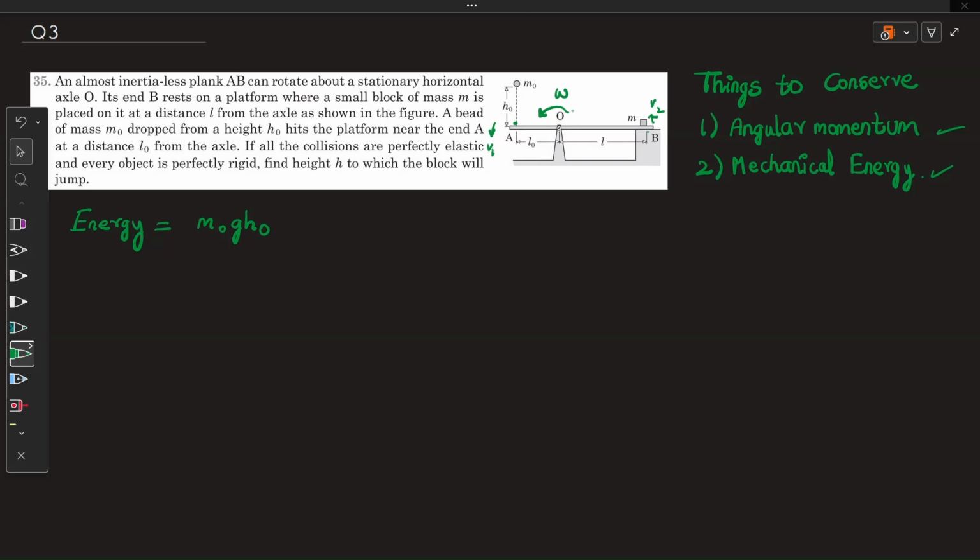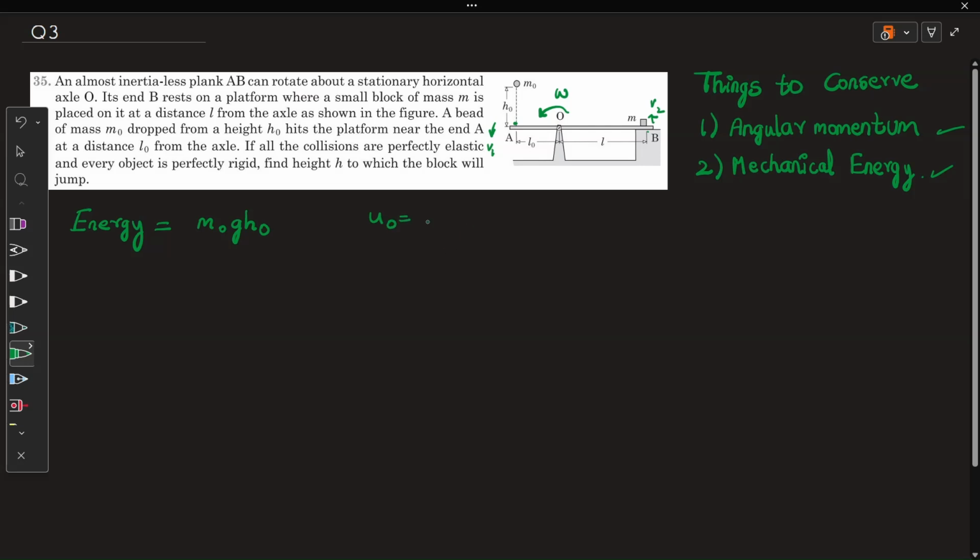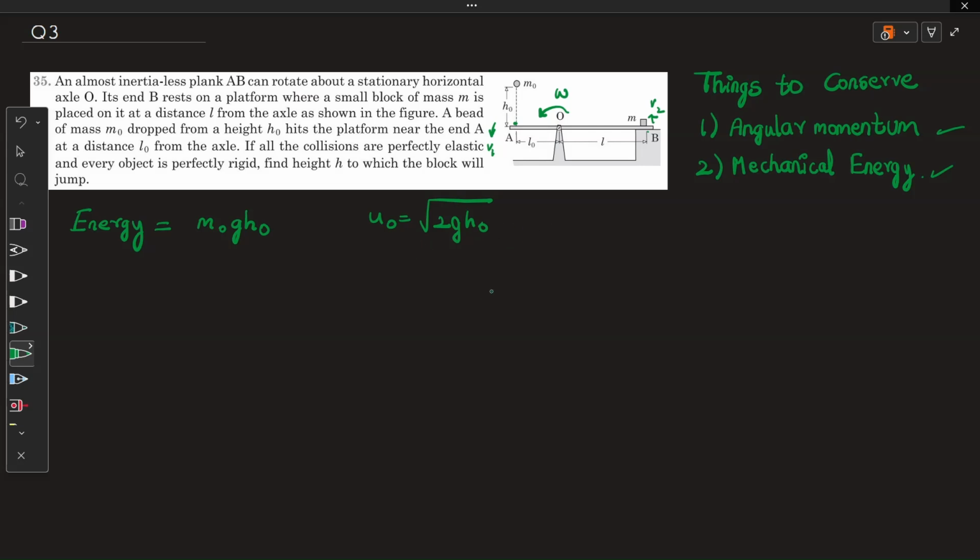And this overall system consisting of this plank and these two bodies doesn't have any external force which creates some external torque, so we can conserve the angular momentum too. Just before the collision, let's assume the velocity of this particular ball, m naught, to be u naught. So the value u naught will be root over 2g h naught. This is the standard result, by conserving energy or using the kinematic equation.